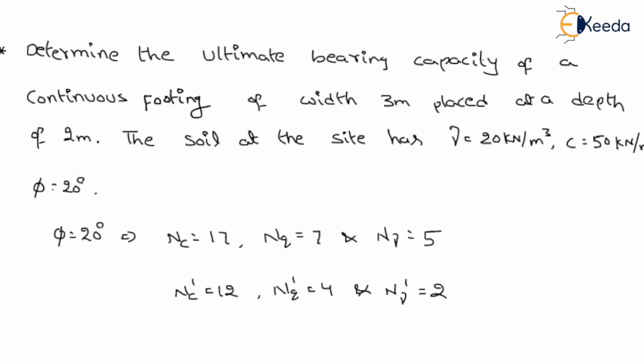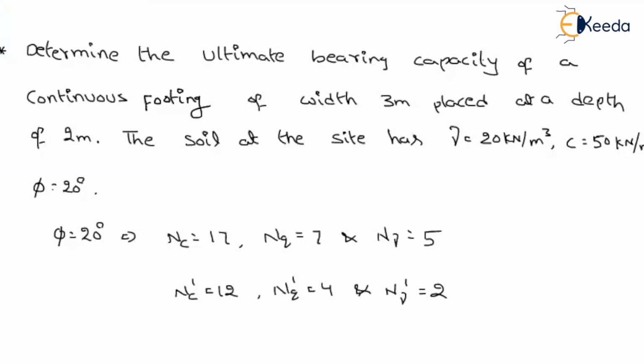Which parameters do we have to use here? As of now, depending upon our sign convention, Nc, Nq, and N gamma represent the failure of the soil by general shear failure. If it is Nc dash, Nq dash, and N gamma dash, that means the soil has failed by local shear failure. See the problem. Is there anywhere mentioned by which condition the soil is failing, whether general shear failure or local shear failure? Do they mention anything? No.